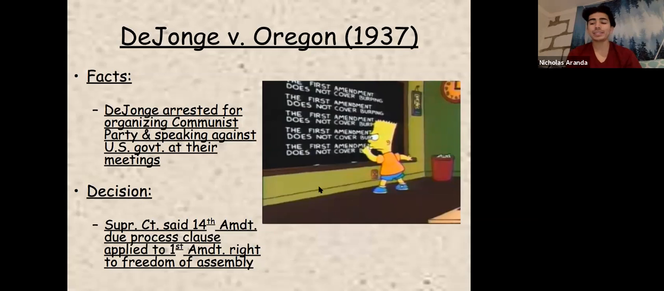DeJong versus Oregon is a case from 1937. DeJong was arrested for organizing the Communist Party and speaking against the U.S. government at their meetings. The Supreme Court said that the 14th Amendment and due process clause protected him, and that was really good.